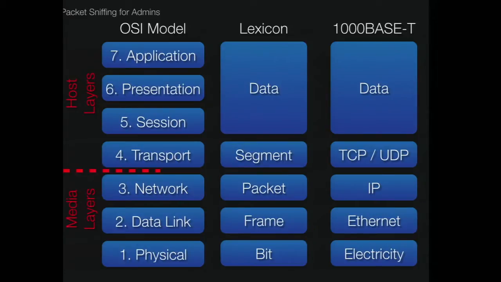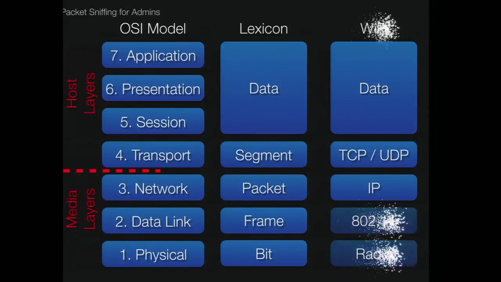Now, if we change to a wireless system, again, the upper side doesn't change. We change only the two lowest layers. We use radio signals to represent the information in the physical world, and we use the 802.11 standard to create it. But above that, it's the same. It's also IP and TCP/UDP.